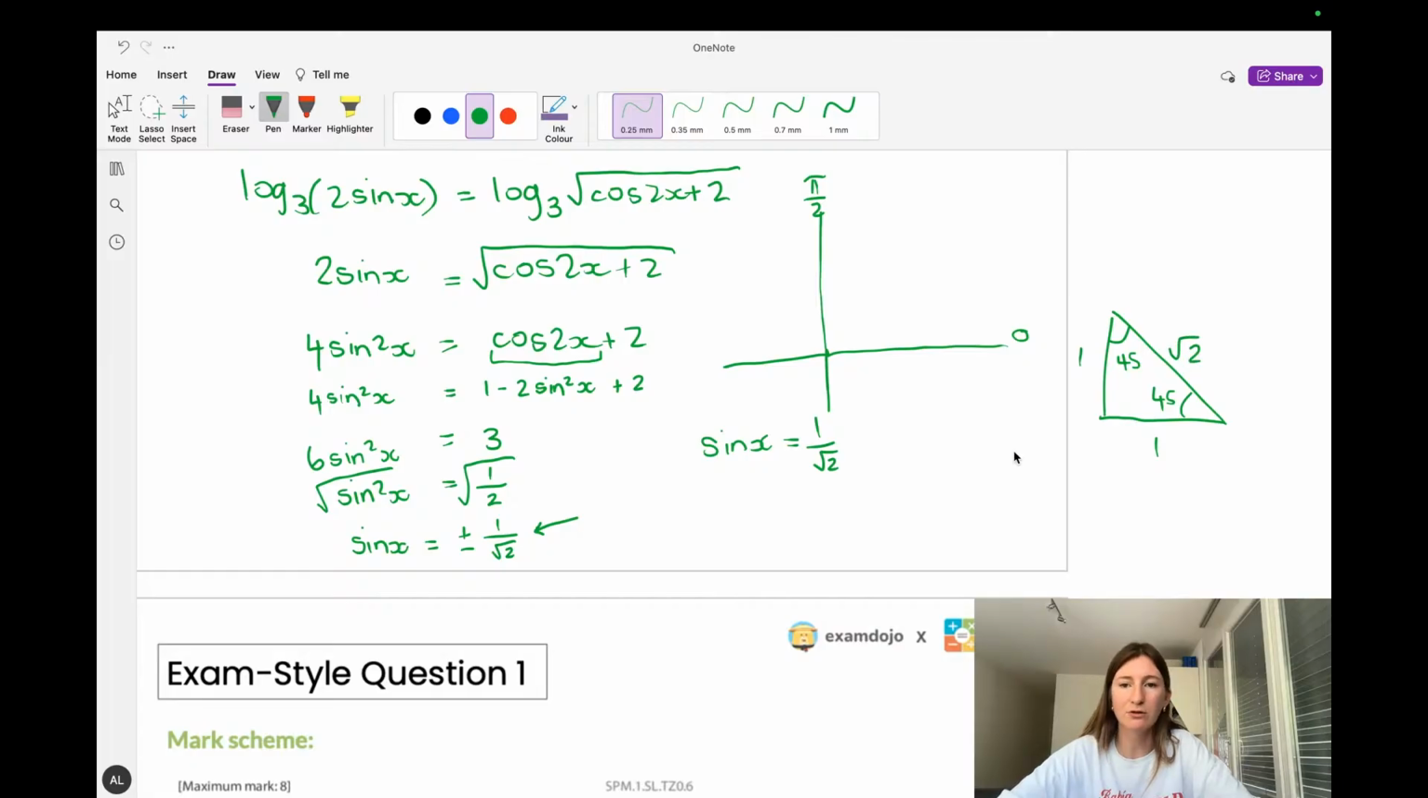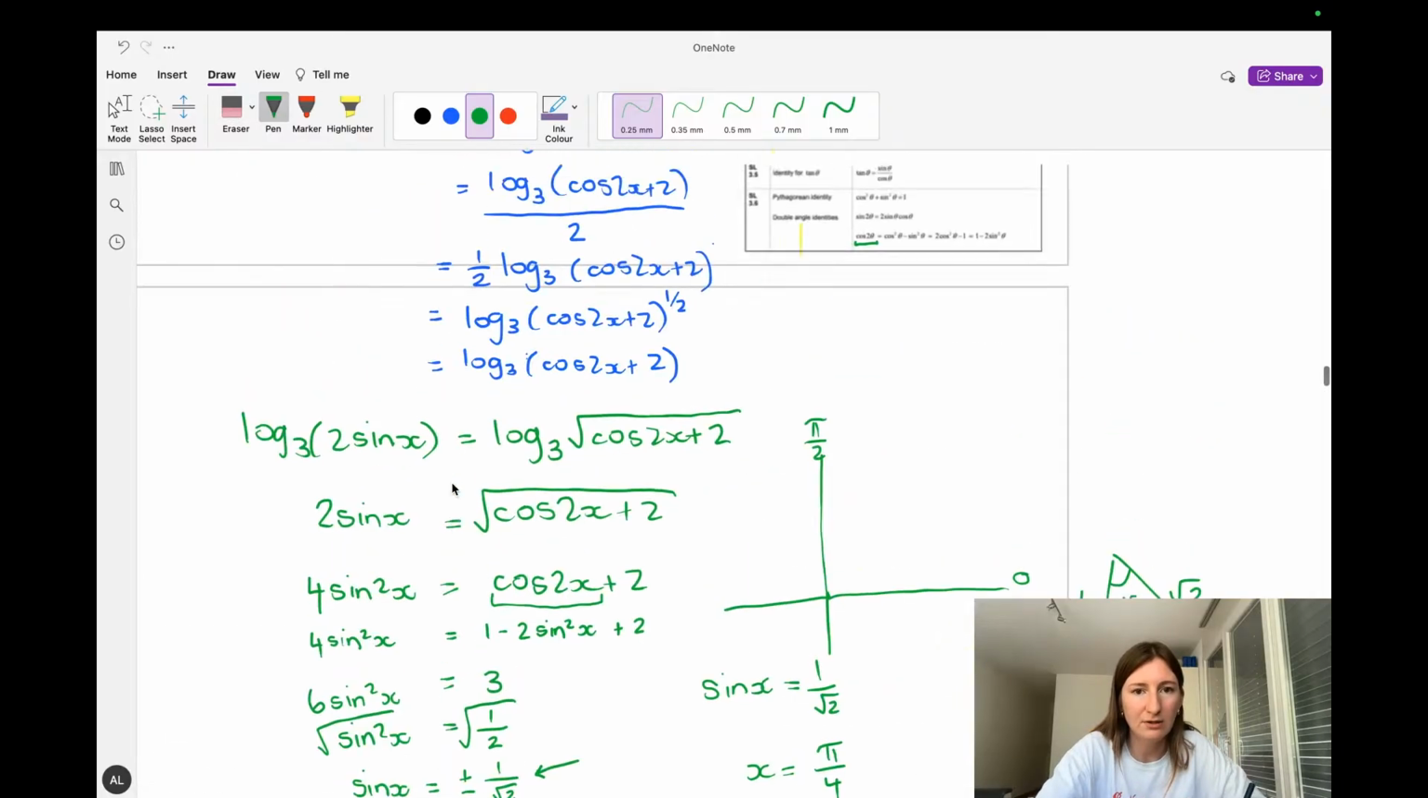1 over root 2. So when sine is equal to 1 over root 2, that is going to be opposite. Well, it's going to be the same, so it doesn't really matter which angle we use, but either way, it's sine of 45, but we were in radians, so that is x equals pi over 4. That was our 45 degrees. And there we go. That is our solution.